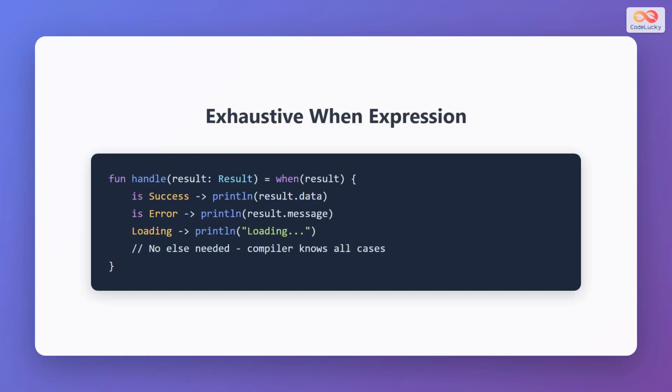One of the biggest advantages of sealed interfaces is exhaustive when expressions. In this handle function, we pattern match on the Result type. We have three branches, one for Success, one for Error, and one for Loading. Notice there's no else clause needed. The compiler knows all possible implementations of the Result sealed interface, so it can verify that all cases are handled. If you add a new implementation later, the compiler will flag any when expressions that don't handle it, preventing runtime errors.